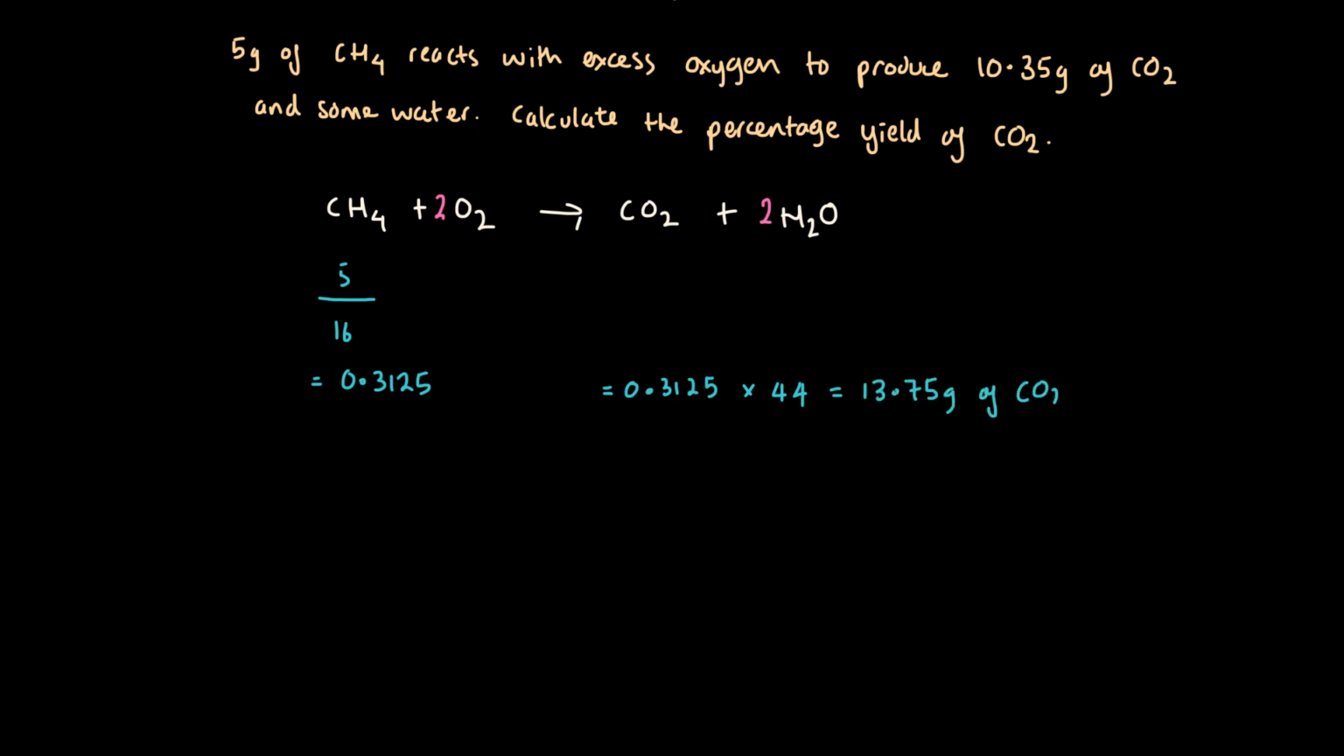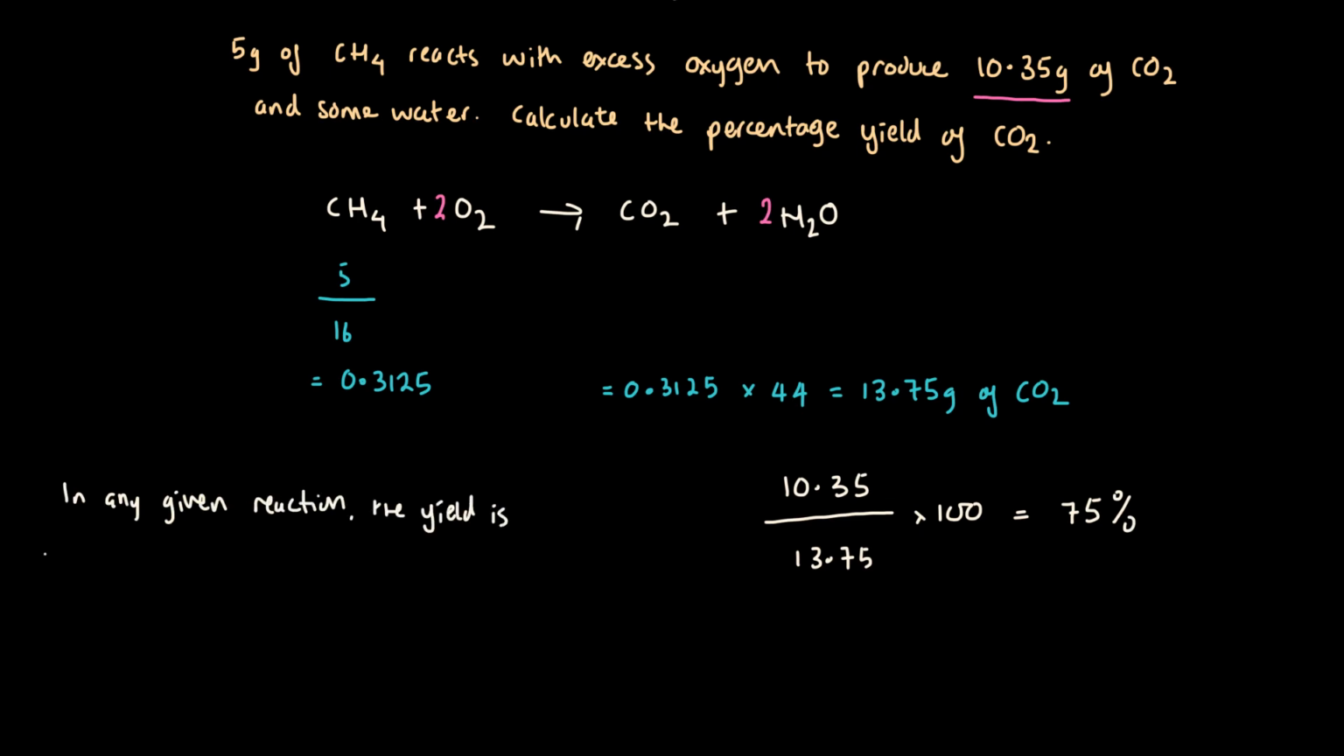This is the mass we should be getting in this reaction. So this is the theoretical yield. But the question tells us that the actual yield was 10.35 grams. So to get the percentage yield, we do the actual yield divided by the theoretical yield multiplied by 100 and we get 75%. In any given reaction, the actual yield is hardly ever 100%. This is because some of the reactants may not fully react.